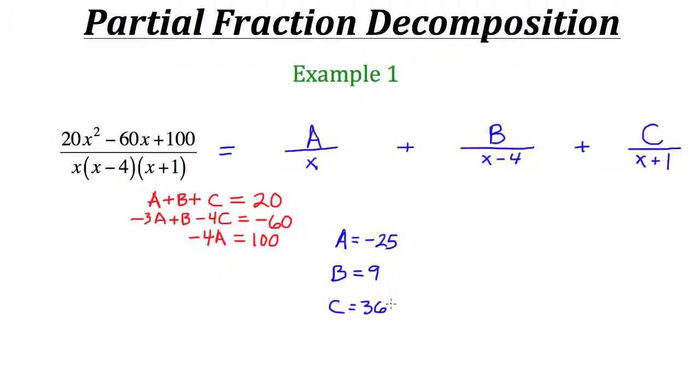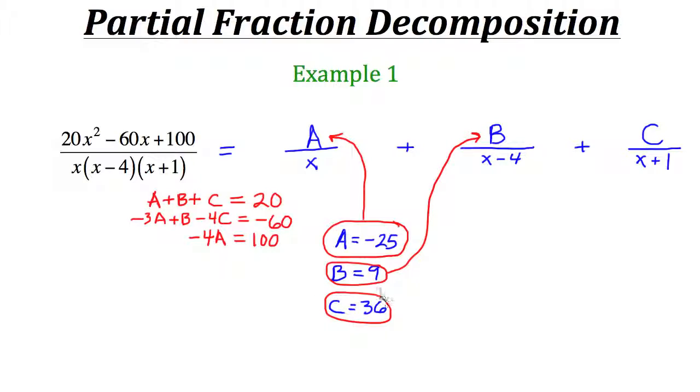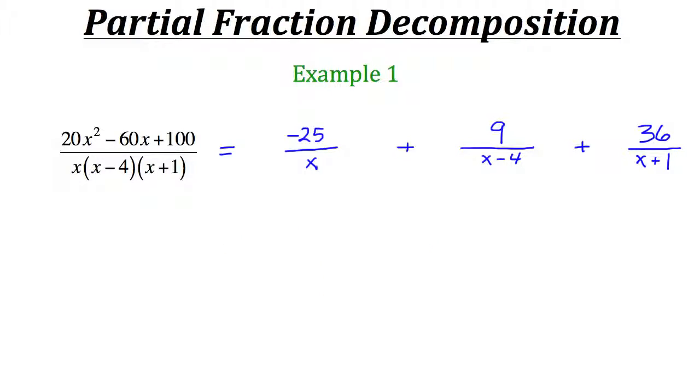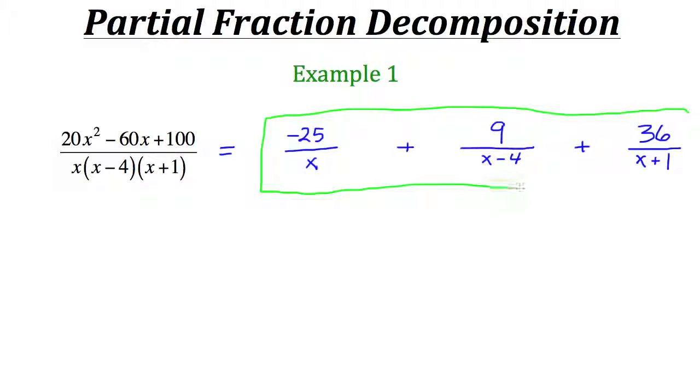And once you have those values, you could plug them into our original setup. For example, a is negative 25, our b is 9, and c is 36, which will give us a result that looks like this. So the partial fraction decomposition of our original rational expression would look like this.